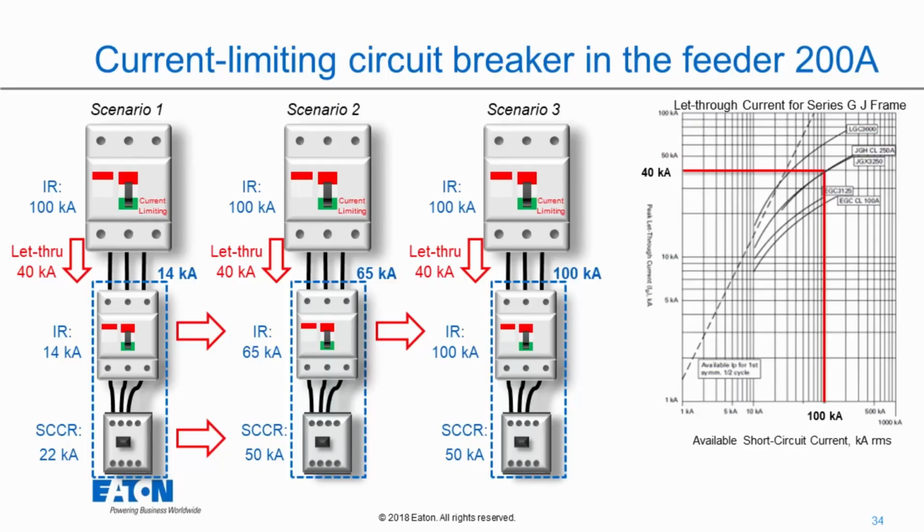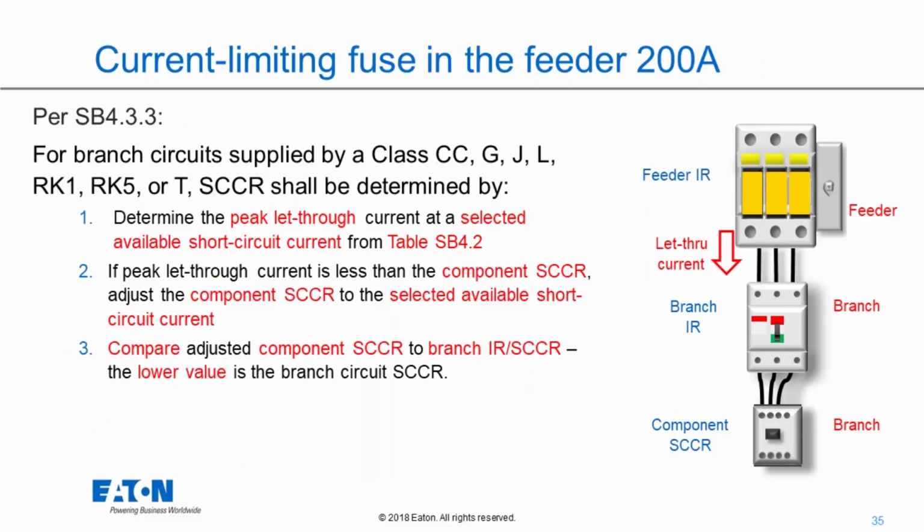Remember that using a current limiting main doesn't guarantee that it's going to increase the short circuit current rating of your whole panel. You have to verify that that let-through is lower than the ratings of what's downstream. And you cannot use it to raise interrupting rating. Very similar when we use a current limiting fuse in the feeder. It's the same idea. We're going to look at let-through current, and we're going to look at those ratings downstream. You still cannot use a fuse to increase interrupting rating. You can only use it to raise short circuit current rating.